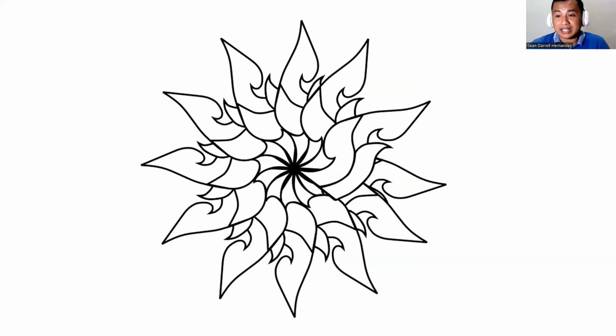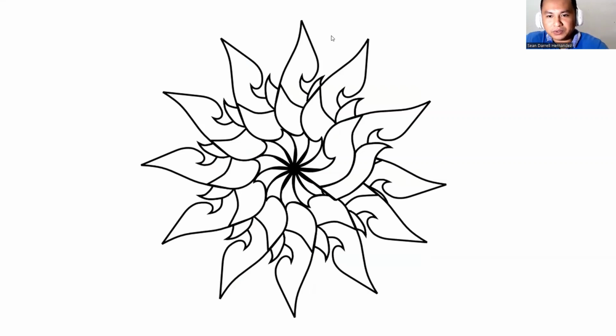So those are the things that are very evident if we're going to examine the elements of art present in the art of Thailand. Now, after observing key characteristics of the art of Thailand, let us try to make an artwork based on the art of Thailand.